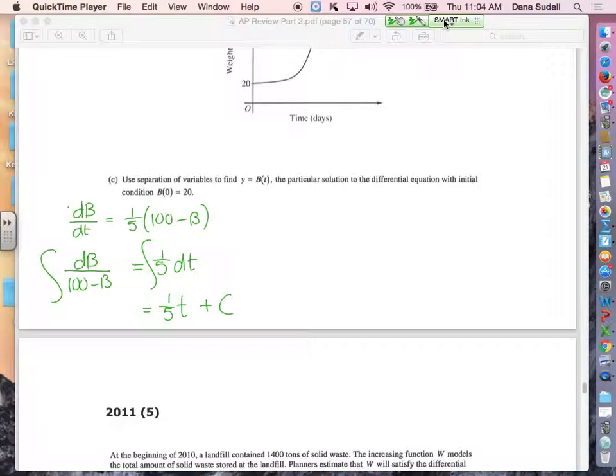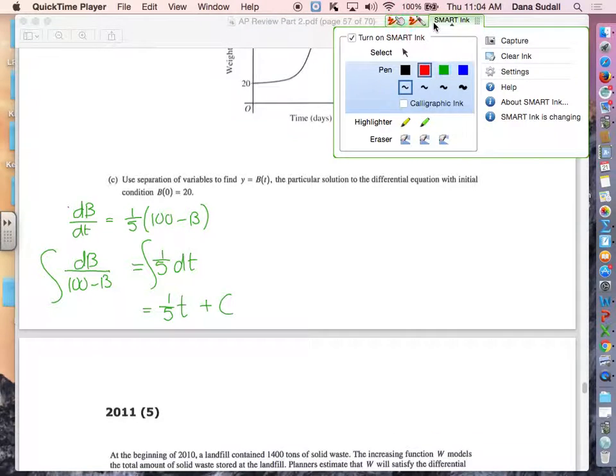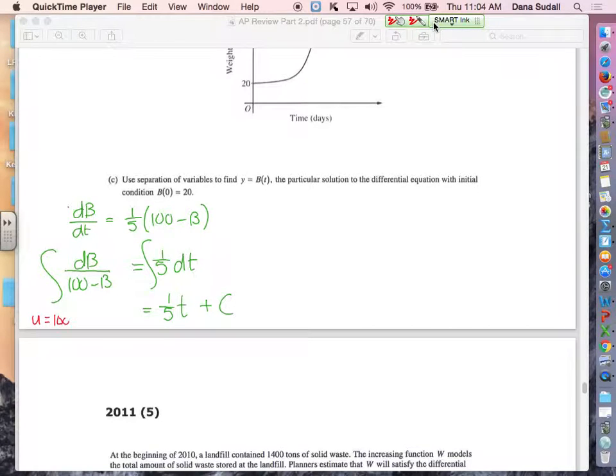Plus our constant needs to go on either one of these sides here. And then dB over 100 minus b, this is going to require a u substitution. So if I let u equal the bottom, the derivative for that is going to give me -1 dB dt, or dB. And I don't need the negative, we'll put it on the other side and make that negative dB. So my left-hand side then is going to be negative du over u, and du over u integrates to natural log of my u, which was 100 minus b.